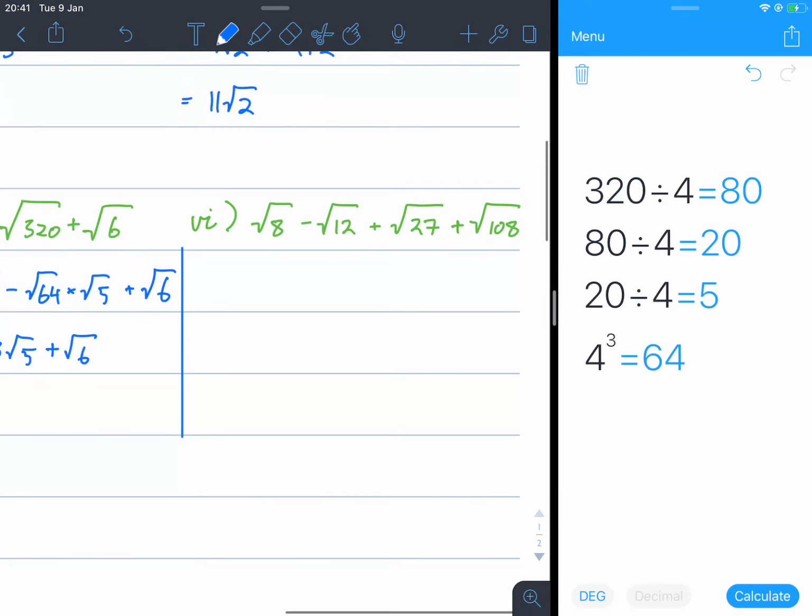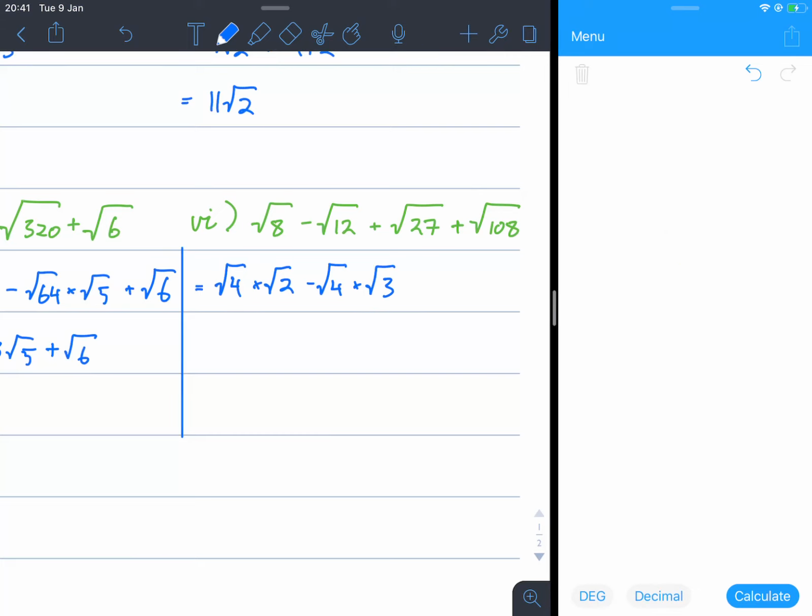Square root of 8, I'll break up as root 4 times root 2. 12 is going to be negative root 4 times root 3. 27 is going to be 9 times root 3. And 108, let me test it again. 108 divided by 36, so plus root 36 times root 3.